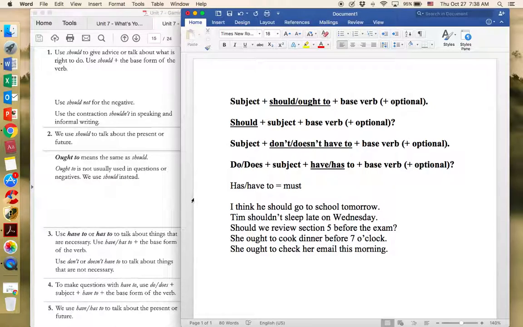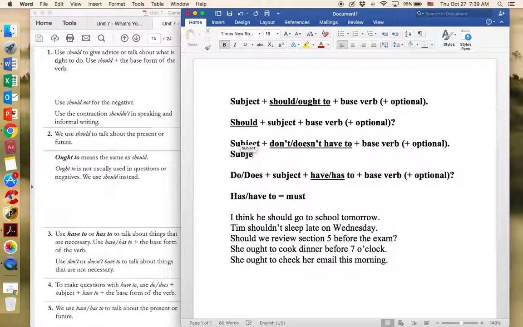Let's go on to the have to, has to. And these are synonymous with must. Have to, has to means must. It's something that is not optional, something that is necessary. And so we're going to start with, in a statement form, a subject, and then if we want to make it negative, we're going to say don't or doesn't have to. But if we want to make it positive, we'll start with our subject, and then has to, has or have to, and then a base verb, and then finally an optional part.